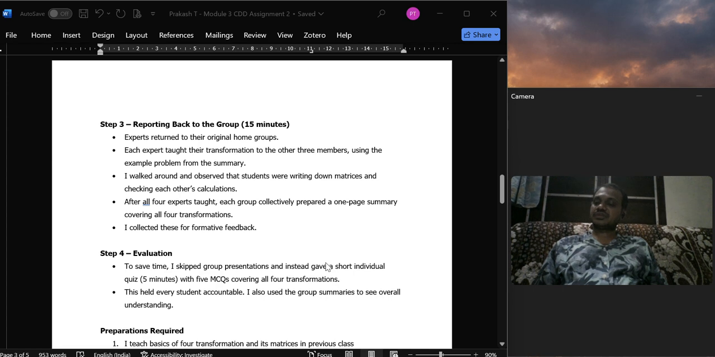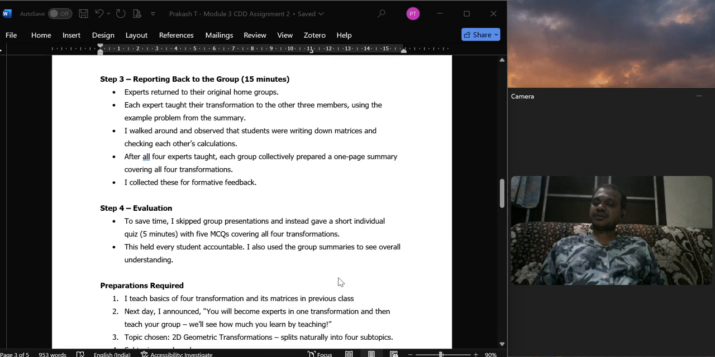Step four is the evaluation. It needed a minimum of 30 minutes, but nearly 37 to 42 minutes had already passed. To save time, I skipped the group presentation and instead gave a short individual quiz: 5 minutes with 5 MCQs covering all four transformations. This held every student accountable. I also used the group summaries to see overall understanding. These are my implemented steps.